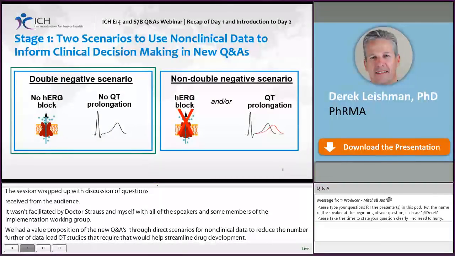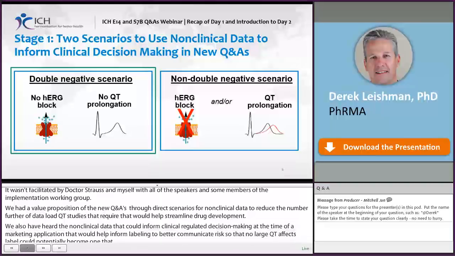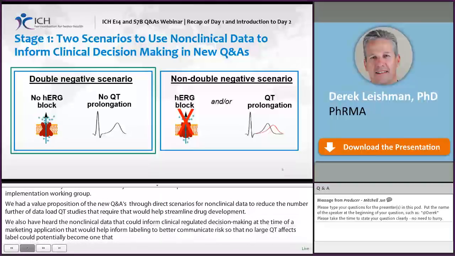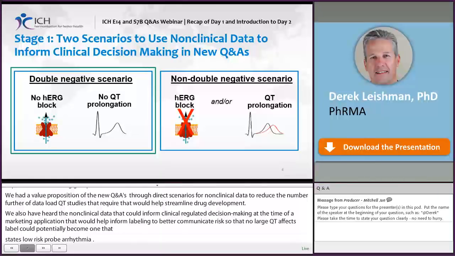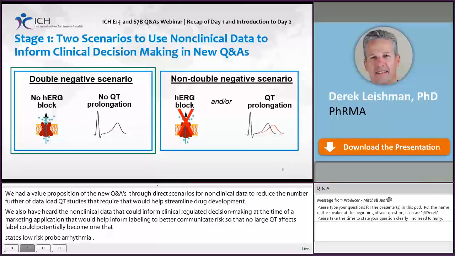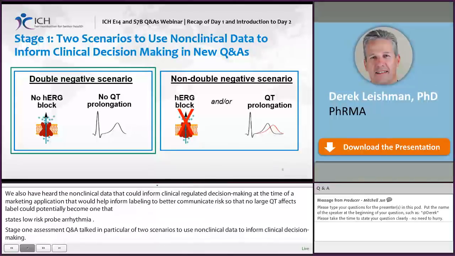The Stage 1 S7B Integrated Risk Assessment Q&A talked in particular of two scenarios to use non-clinical data to inform clinical decision making. We then talked in detail about two particular clinical scenarios which relied on the non-clinical double negative scenario.